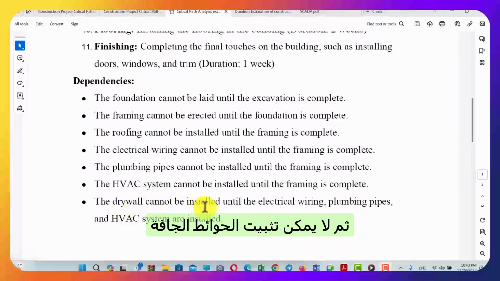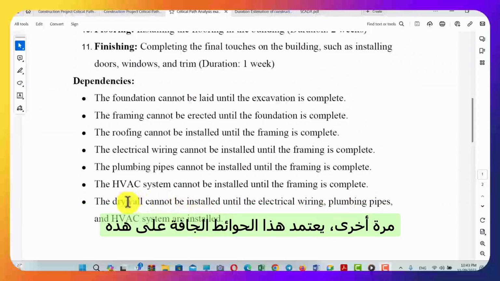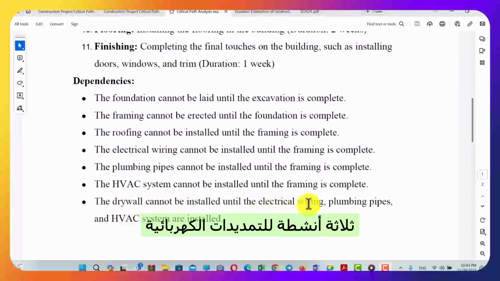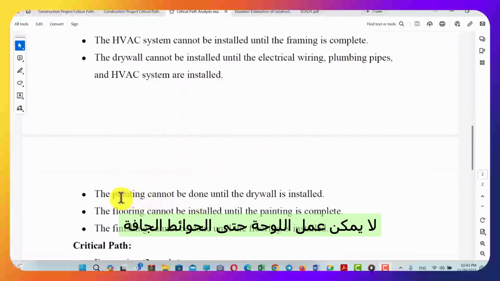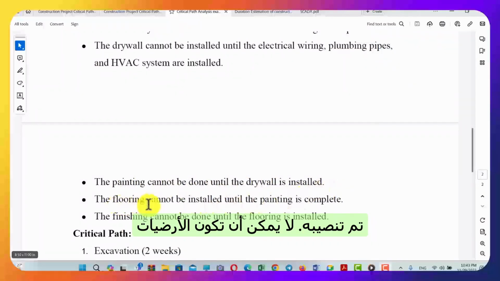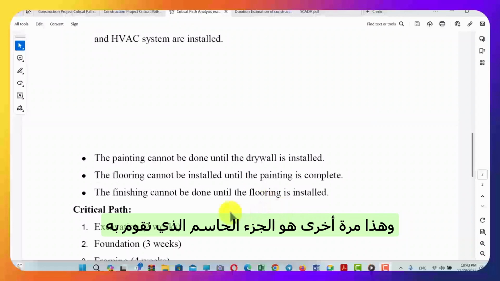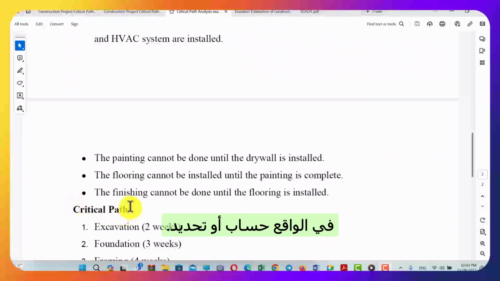Then the drywall cannot be installed until the electrical wiring, plumbing pipes, and HVAC systems are installed. So again, this drywall is dependent on these 3 activities of electrical wiring, plumbing, and HVAC system installation. The painting cannot be done until drywall is installed. The flooring cannot be installed until the painting is complete. The finishing cannot be done until the flooring is installed. This is the critical path that we will see how to actually calculate or identify.